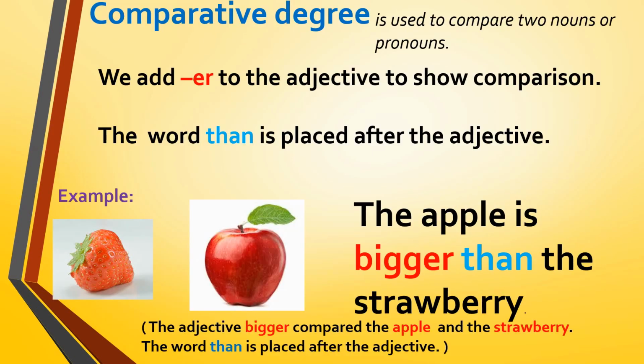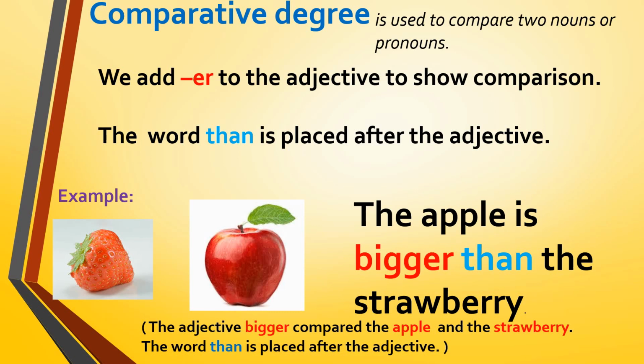Comparative degree. Comparative degree is used to compare two nouns or pronouns. We add er to the adjective to show the comparison. The word than is placed after the adjective. For example, strawberry, apple. You can see the picture. The apple is bigger than the strawberry. The adjective bigger compares the apple and the strawberry. The word than is placed after the adjective.